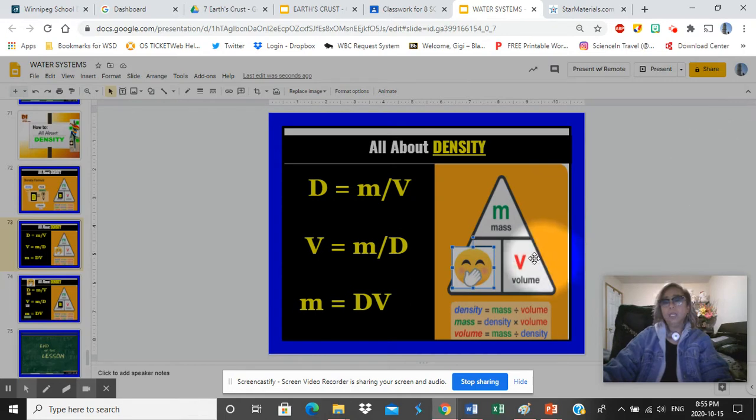Now let's say you're looking for the volume. So cover up the v and what happens? You're left with m over d. That's why you have it here. Volume is m divided by d. Now, if you're looking for m, you want to solve for the value of mass in a given problem, cover up the m and you're left with d and the v. You need to multiply them because they are side by side. So that would be m equals d times v, or m is density times the volume.